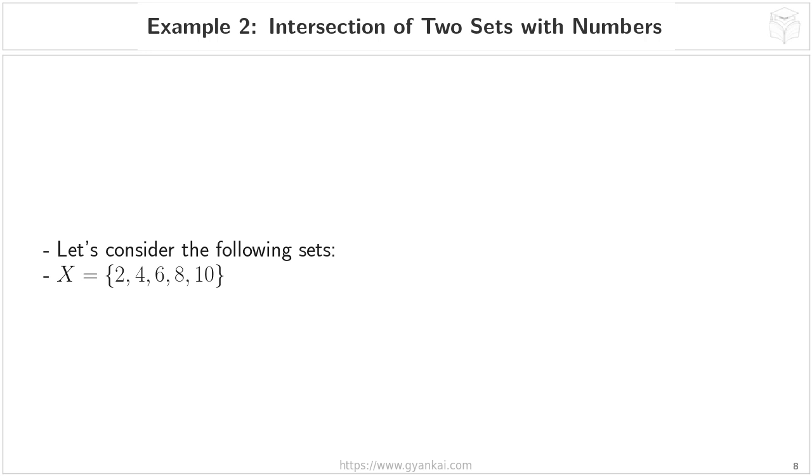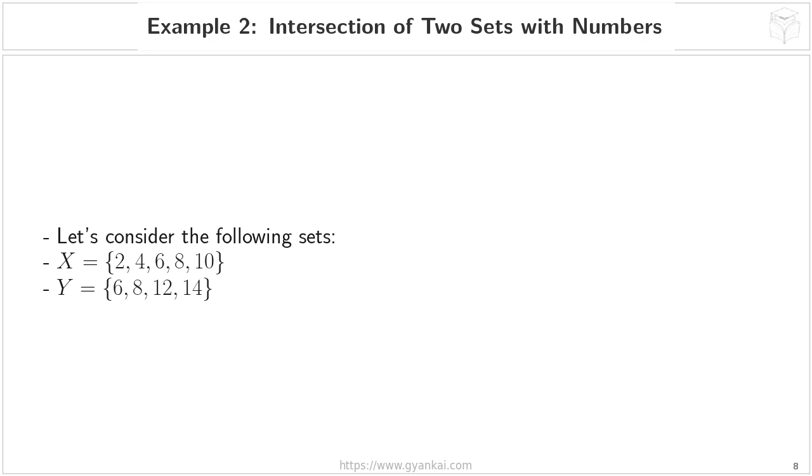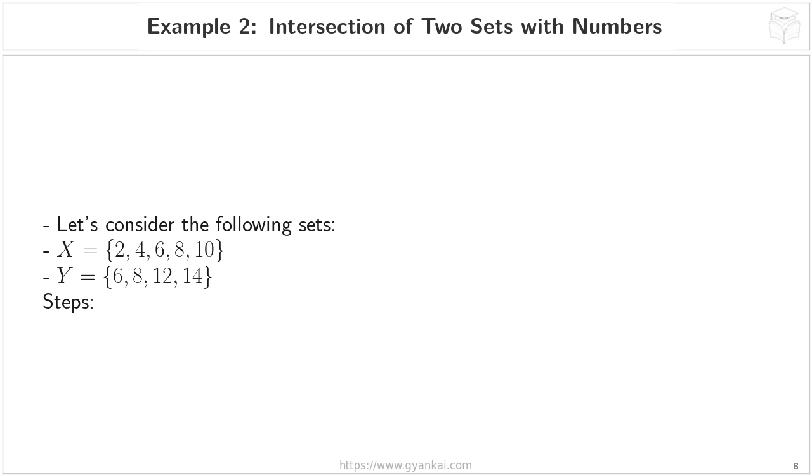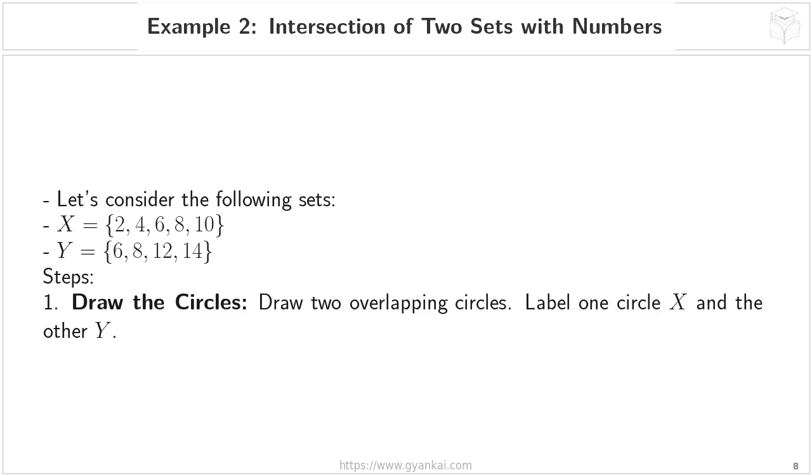The first set, labeled X, contains the numbers 2, 4, 6, 8, and 10. And the second set, labeled Y, contains the numbers 6, 8, 12, and 14. Let's work through the steps to find the intersection of these 2 sets. Step 1, as always, is to draw the circles. Imagine 2 circles overlapping each other. We'll label one circle X and the other Y. Remember, the overlapping area is where we'll find the elements that are in both sets.